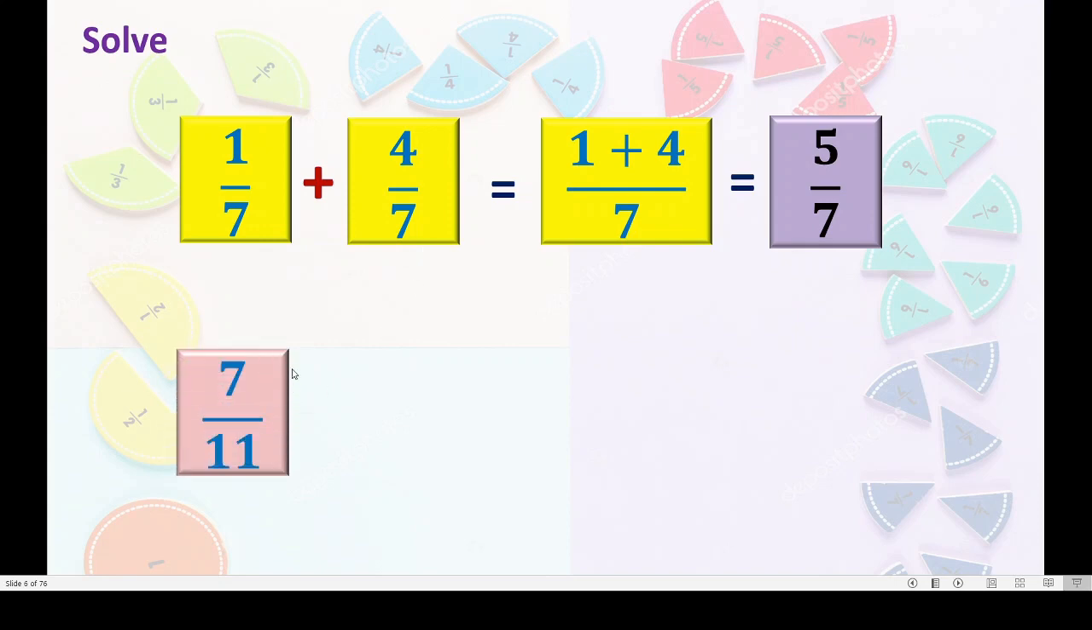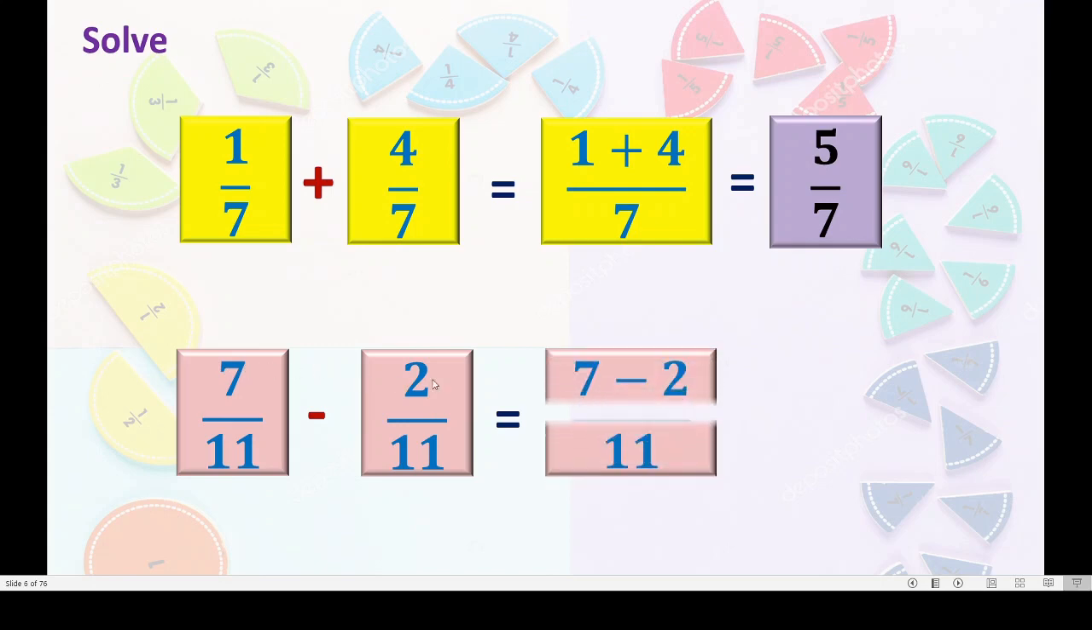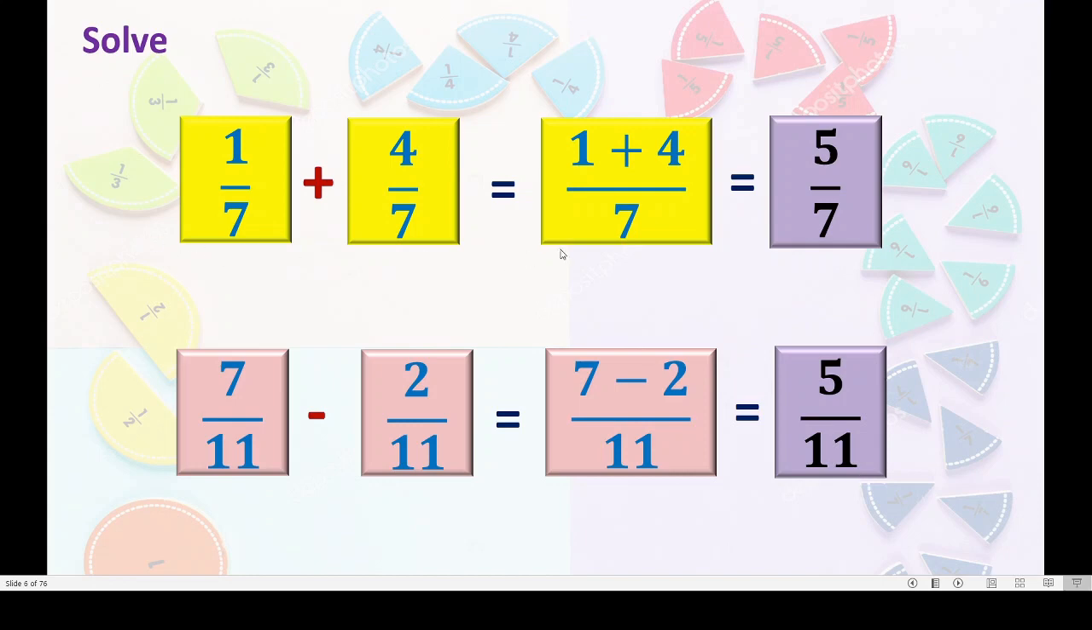Okay? Now 7 upon 11. 7 pieces are there out of 11. From them we are going to take away 2 more. Yes, from 7 parts we have taken 2 more parts. How many remain there? 7 minus 2. Correct? That is 5. Right? 5 parts remain out of 11 parts. Got this, children? Here denominator is 7 and here also denominator is 11. That is same for full sum. Okay?